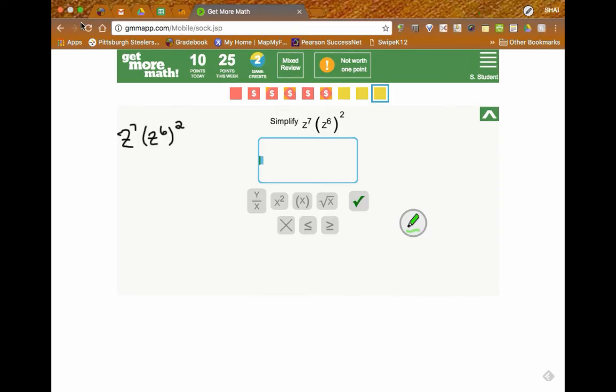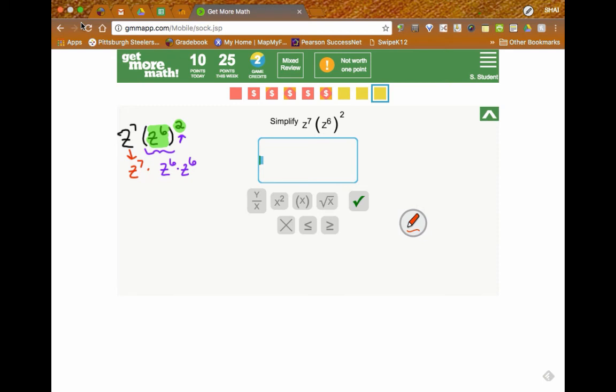Example 5. So simplify z to the 7th times z to the 6th raised to the 2nd power. So again, I'm going to stress to you that this 2 here only goes to this part here. That z to the 7th is separate. So what does that actually mean? That means you're going to take this here and you're going to write it out twice. So you would have z to the 6th times z to the 6th. That's your twice. And then you're going to bring down the z to the 7th.